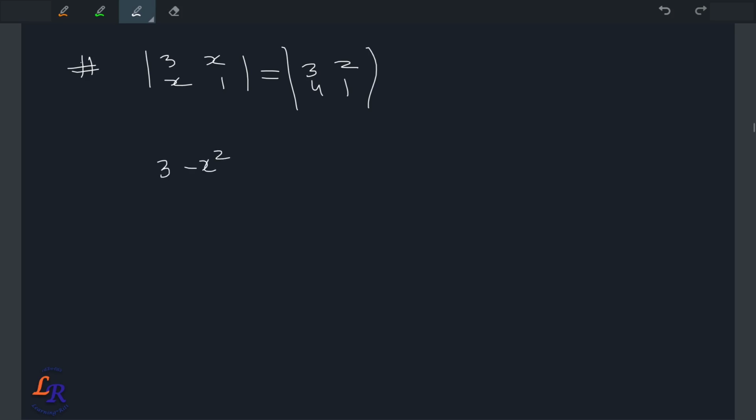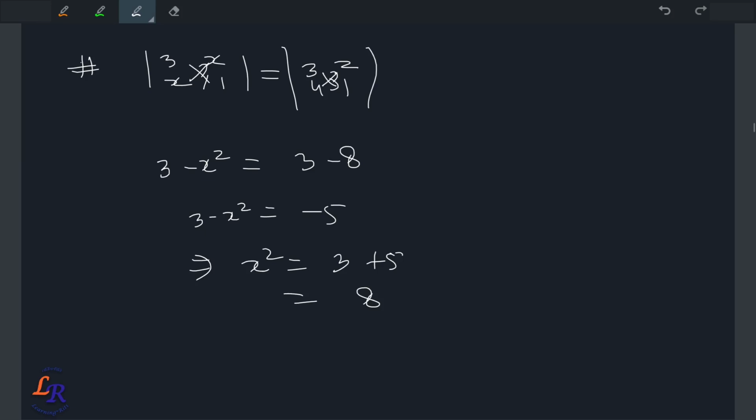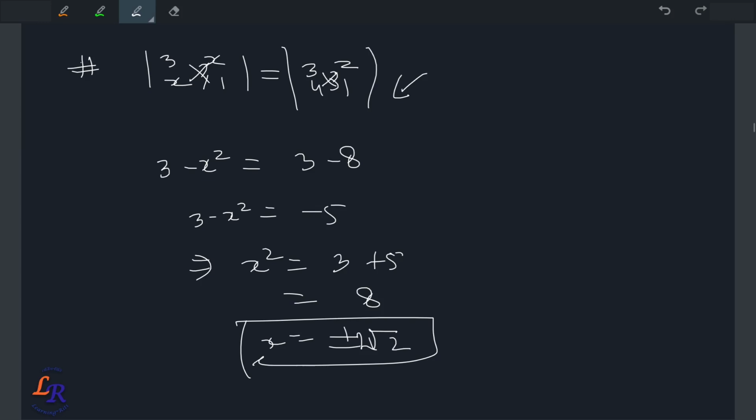So it will be 3 minus x square is equal to 4 into 2 minus 8... I multiply like this and this, similarly here this and this. So 3 minus x square is equal to minus 5. Or you can say x square is equal to 3 plus 5, which is 8. So x is equal to plus or minus root 8, that is plus minus 2 root 2. This is how you get it. And just to show you that it is not the same as a matrix: if two determinants are equal, you have to calculate the values. You don't equate the numbers together.